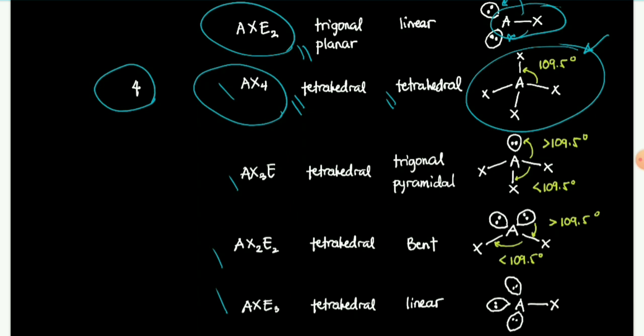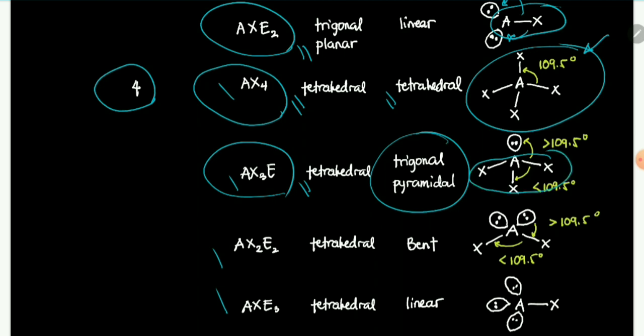Okay? So, kapag naman AX3E, tetrahedral pa rin yung electron pair geometry, although trigonal pyramidal na lang yung ating molecular geometry. Okay? Kasi ito na yung na-form na geometry between the bonding pairs. So, the angle formed between the lone pair and the bonding pair is greater than 109.5 degrees due to the greater dispersion of your lone pair, tapos less than 109.5 na yung na-form between bonding pairs.